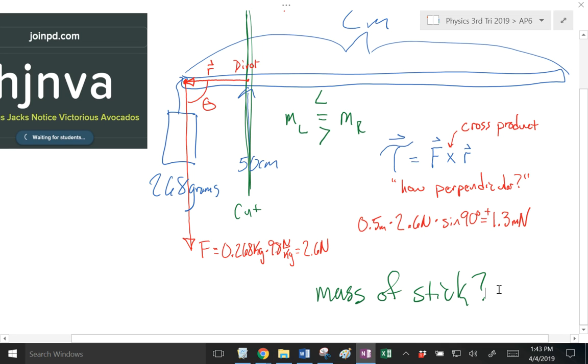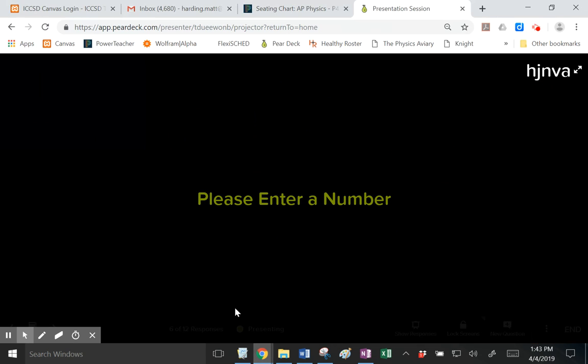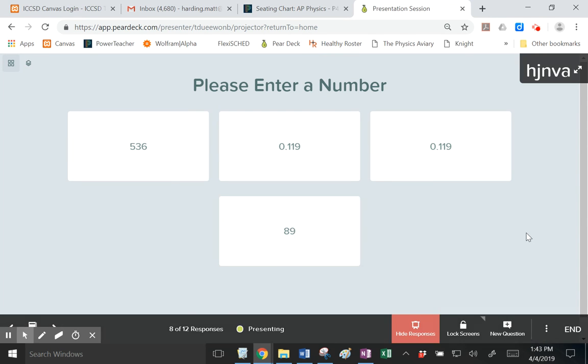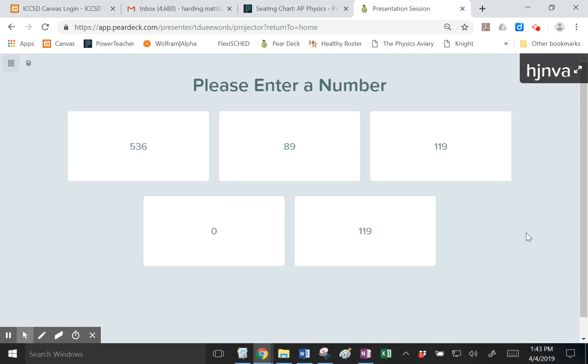And now I have fewer answers than I had when I pestered you. Awesome. Let's look at what those answers are. 536 grams, 0.119 grams, 0.119 grams, 89 grams, 119 grams.